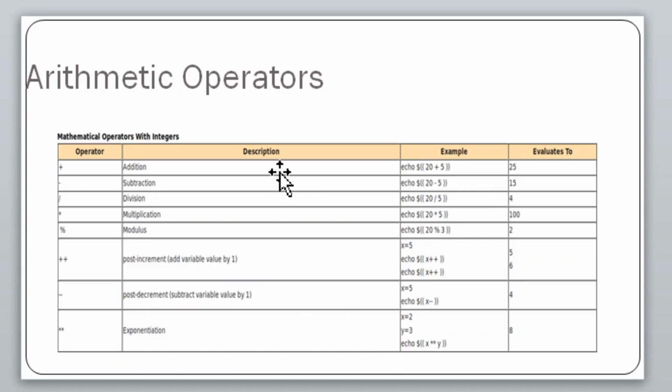And then we have an exponentiation. So we have splat, splat, or star, star. So if x equals 2, y equals 3, and we echo dollar sign, double parentheses, x, star, star, y, double parentheses, we would get 8. Okay, and I can show you that real quick.